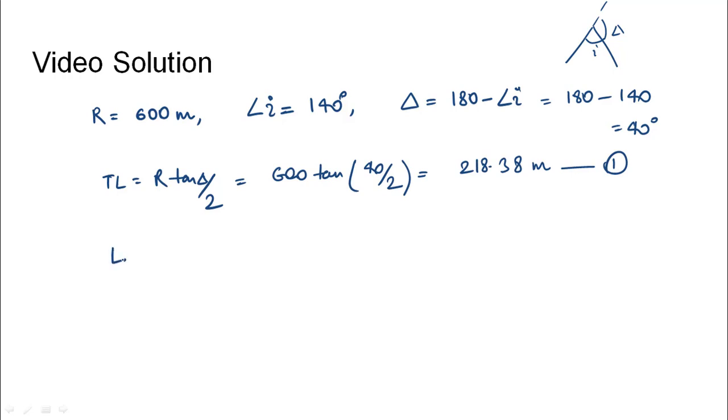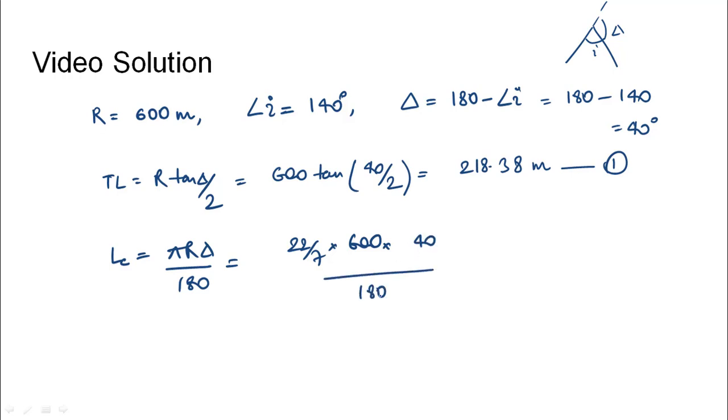Now we need to find the length of the curve. So that is given by pi r delta by 180. So pi will be 22 by 7. The radius is 600. Delta is 40 and divided by 180. So this would turn out to be 418.879 meters. This can be rounded off to 418.88 meters. That is the length of the curve.